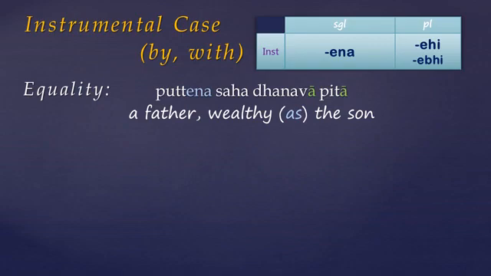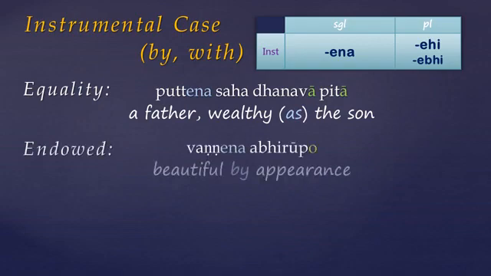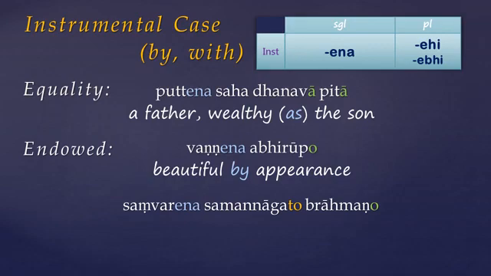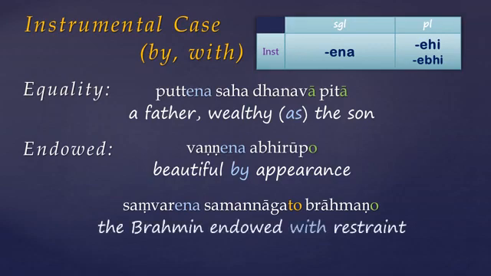In fact, the instrumental noun alone can also sometimes express just equality. And similarly, the instrumental noun can mean possessing a characteristic. And when accompanied by the past participle samannāgata, the instrumental case takes on the meaning of endowment.